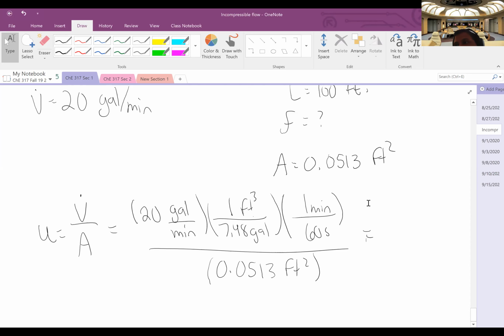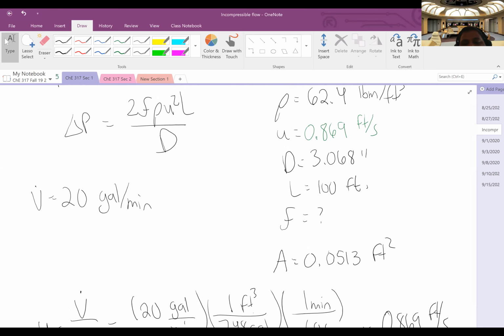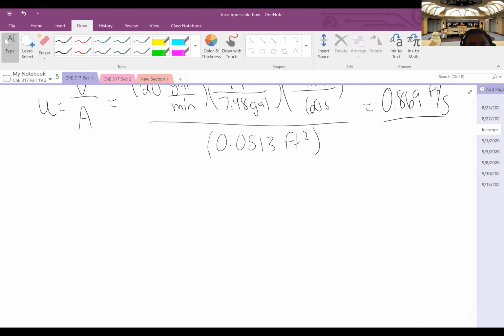Let's see what we get. I've got about 0.869 feet per second. So now that I have that, 0.869 feet per second, I was able to calculate that. So all we need is our friction factor. To solve for friction factor, we're going to need to calculate our Reynolds number.